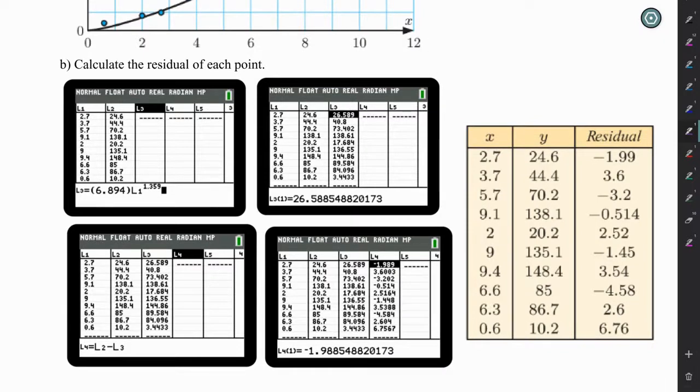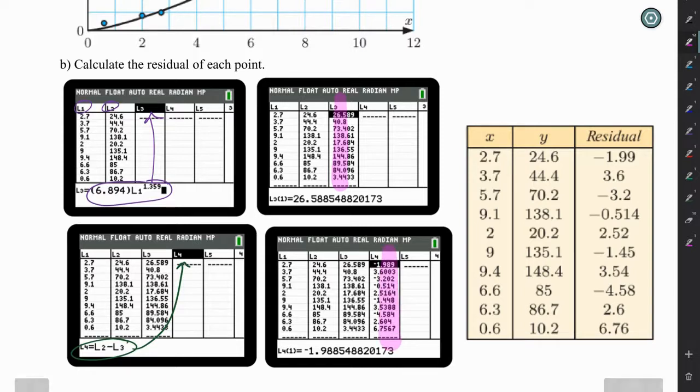So once again, we're going to calculate the residual of each point. So I put my calculator screenshots in here. So you should follow along to make sure that you get the same things. So in my first picture up here, I have my L1 and my L2 filled in. I have the equation that's going into L3, and then I pressed enter and it filled in these values in L3 for me. From there, I said, okay, well now I want L4 to be L2 minus L3. So then I hit enter and it filled in this column of data.